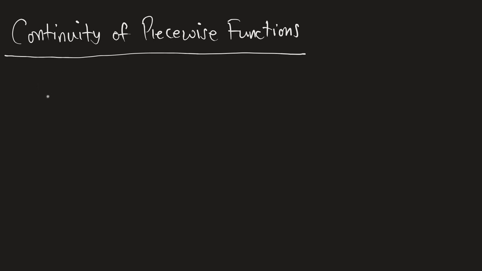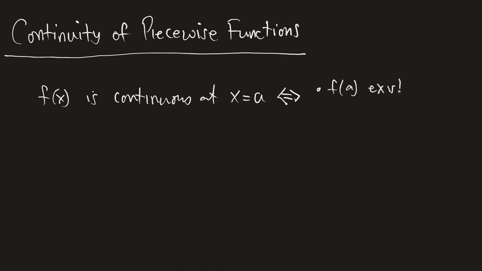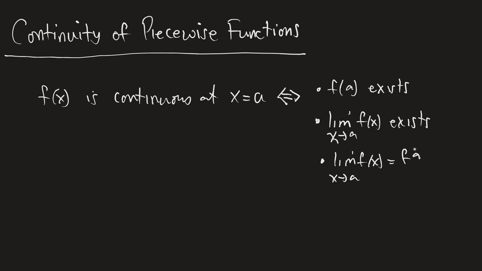Let me remind you of what that is. f of x is continuous at x equals a if and only if this is true. One, f of a exists. Two, the limit as x approaches a of f of x exists. And finally, these two pieces have to be the same. So the limit as x approaches a of f of x has to be equal to f of a.